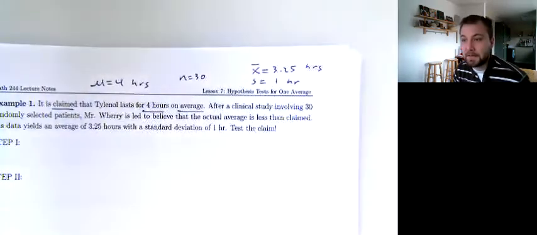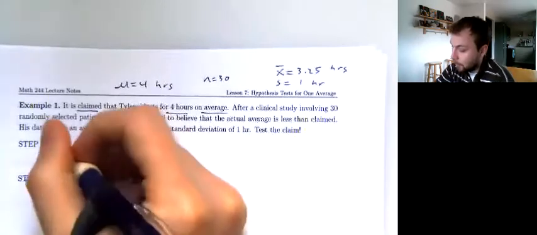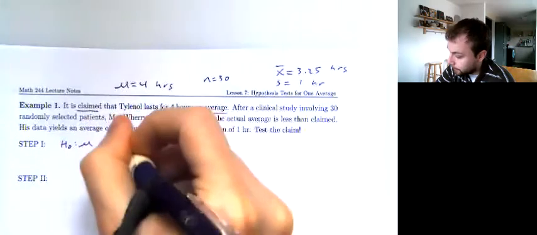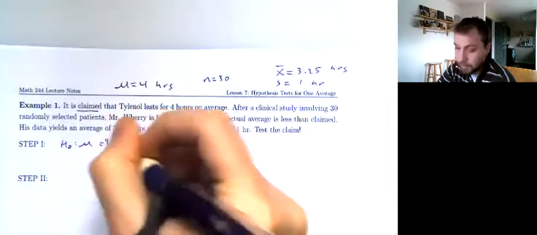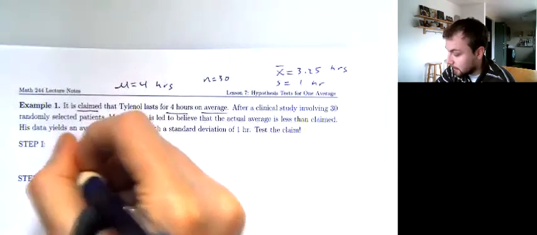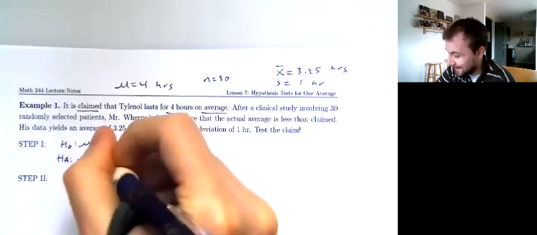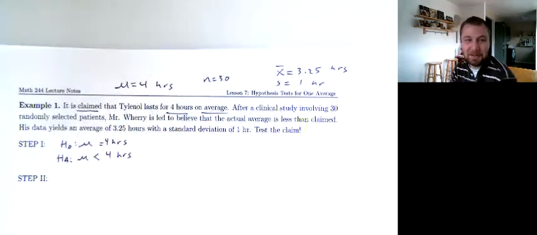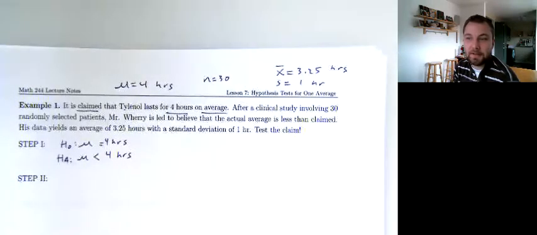Since I have S instead of sigma, I'm going to be using t-scores instead of z-scores. It's going to work the same way. I'm not too worried about that. For step 1, I have my null hypothesis. The claim is 4 hours. Alternative hypothesis, I think it lasts less than 4 hours. Tongue twister here in the morning, apparently. So for the alternative hypothesis, I have average is less than 4.